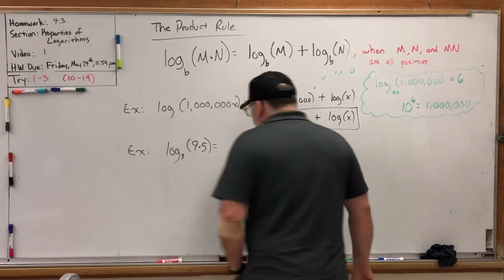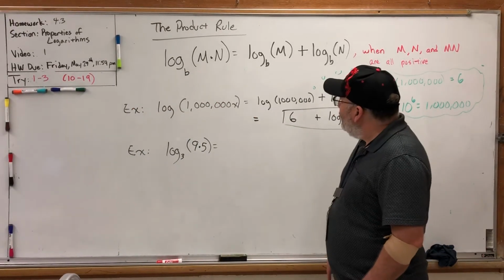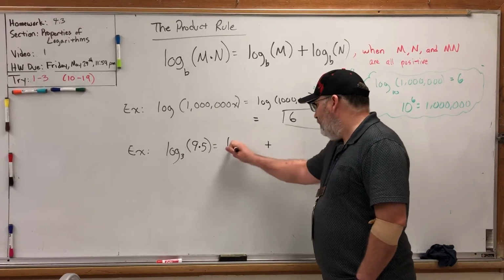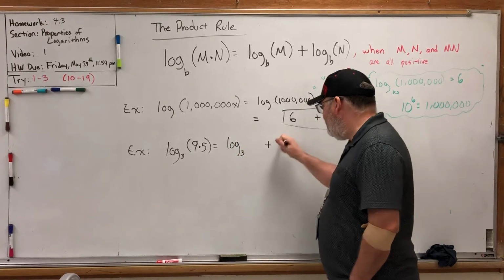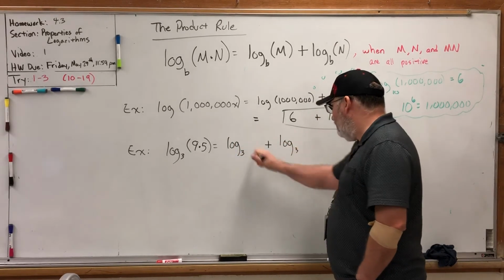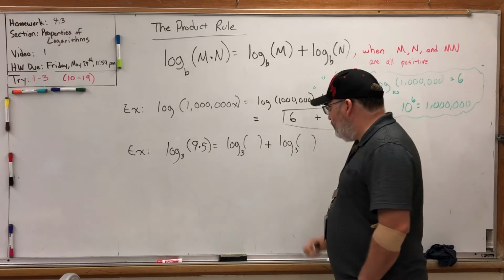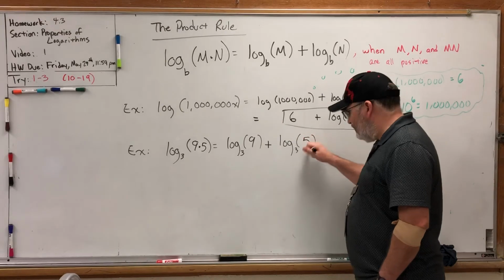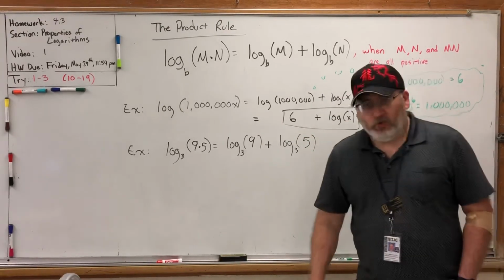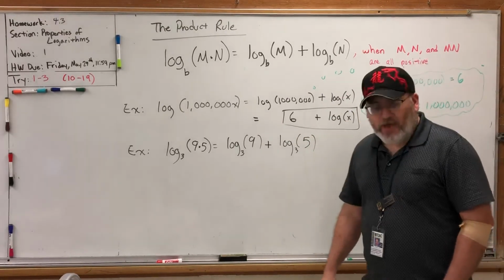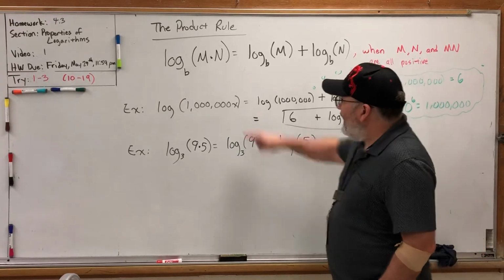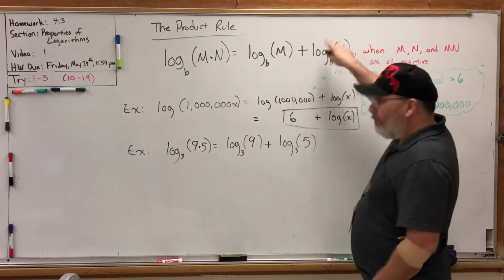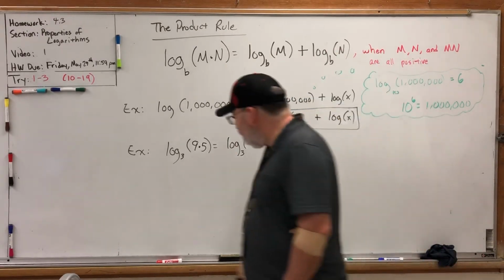If we apply the product rule to this logarithm, the product rule says the log of a product equals the sum of the logs, and you preserve the base, so these are both base 3. And each factor in the product gets its own logarithm, so 9 gets its own logarithm, as does 5. And by the way, the product rule works for as many factors as you have. For example, if I had 3 factors, we'll say m, n, and o, then I would have 3 logarithms and they would all be added.